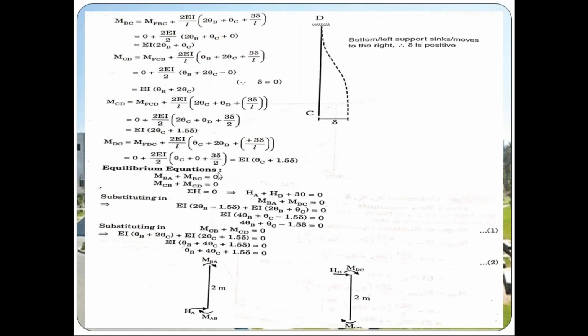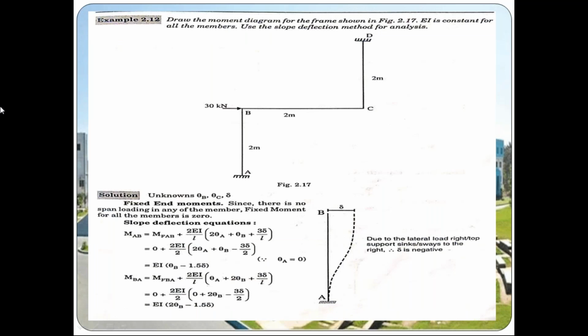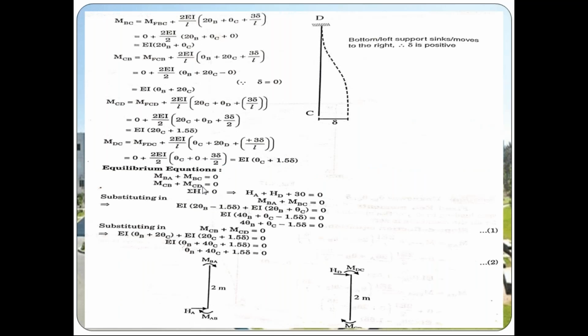And the third equation is because of the sway. Because of the sway, summation H is equal to 0, which means the sum of horizontal reactions. Here, fixed support means three reactions will act: vertical, horizontal and moment. So we are solving summation H only. So HA plus this 30 and one more horizontal reaction at D, all these we have to get 0. So that is the third equation. Since we are having three unknowns, theta B, theta C, and delta, we have two joint equilibrium equations, and the third equation is the shear equation.